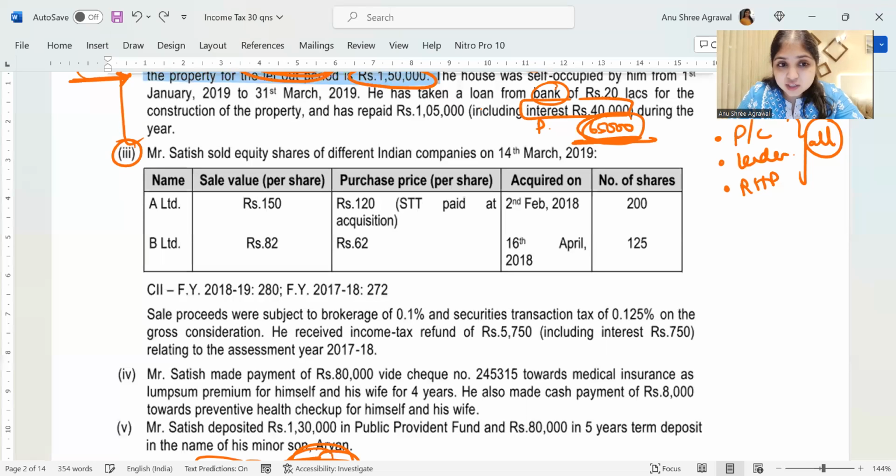Okay, Mr. Satish sold equity shares of different Indian companies on 14th March 2019. A Limited, B Limited, 2 companies' shares he has sold. Selling price they have given us, purchase price they have given us, date of acquisition they have given us, number of shares they have given us. Cost inflation index also is there. Sale proceeds were subject to brokerage of 0.1%. What is this brokerage of 0.1%? This will be nothing but expenses on transfer. And then he has also paid STT on the gross consideration. Till here, this is the adjustment. Are you ready?